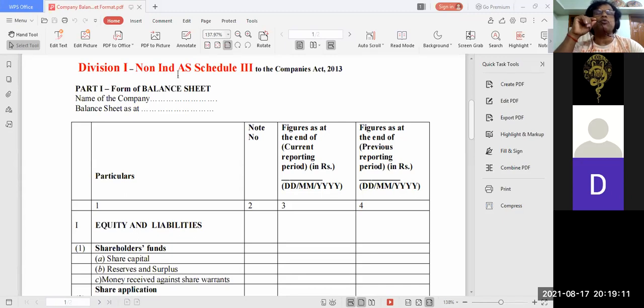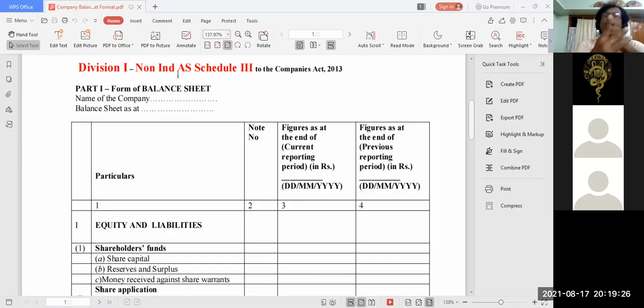And these 3 types of format, I can name this way, instead of chartered accountants' names. How many types of balance sheet formats are there, dear students? Tell me how many types? Sir, 3. Number 1 is Division 1. Number 2 is Division 2. Number 3 is Division 3. So there are 3 types of formats of balance sheet.